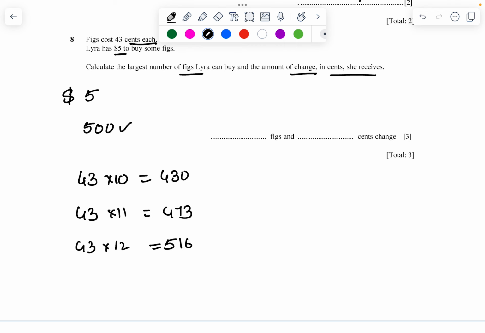Which is more than 500. So 12 fixes cannot be bought. So they can buy only 11 fixes. If 11 fixes are bought, what will be the balance? 500 minus 473, which is 27. 27 cents are left over.